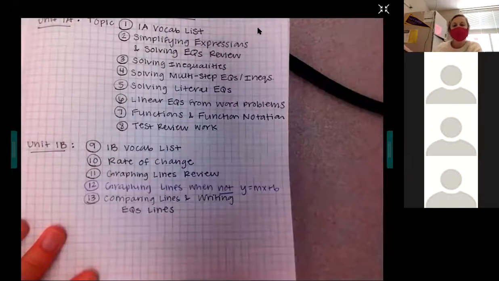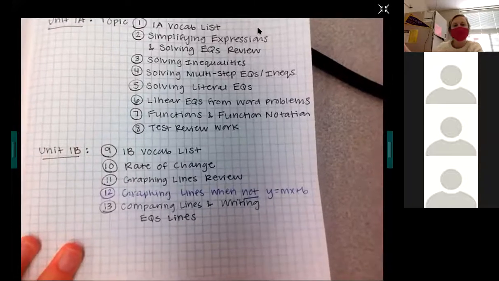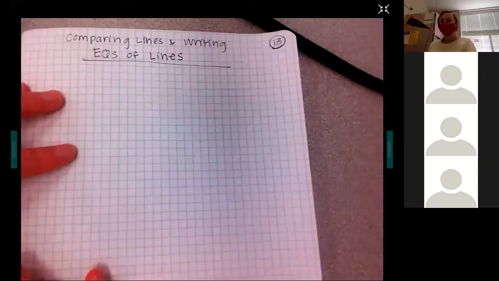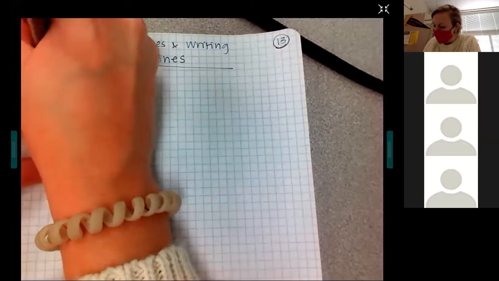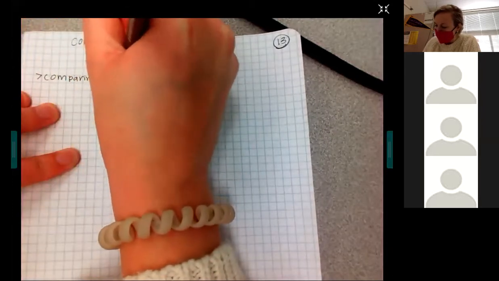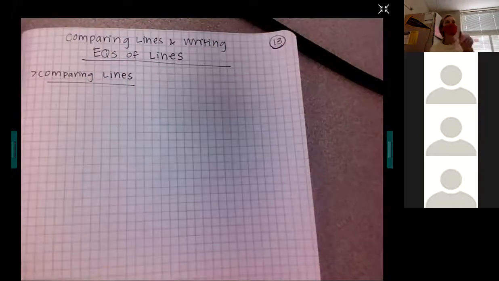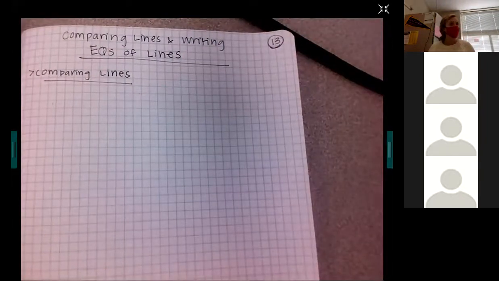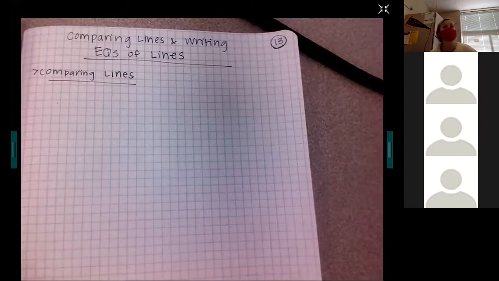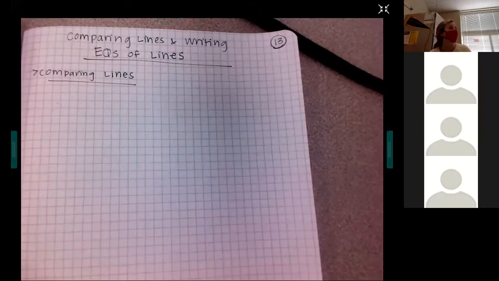So comparing lines and writing equations of lines is topic 13. All right, so we're going to do comparing lines first. So when I say comparing lines, we're going to be given 2 lines. They can give you a graph, an equation, or a table. And we're going to have to compare things about those 2 lines. So while y'all are writing, we've already been doing this on our Delta Math homeworks. I just want to give y'all an example in your notebook so that you can use it on your quiz tomorrow, okay?